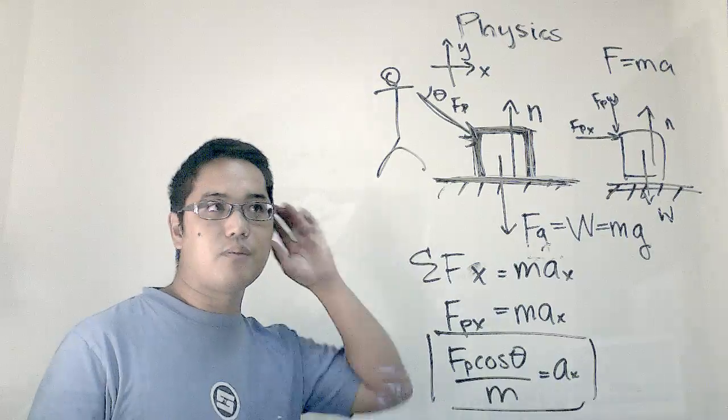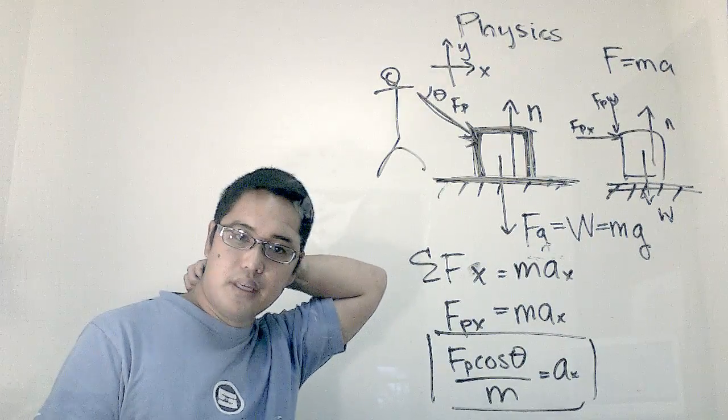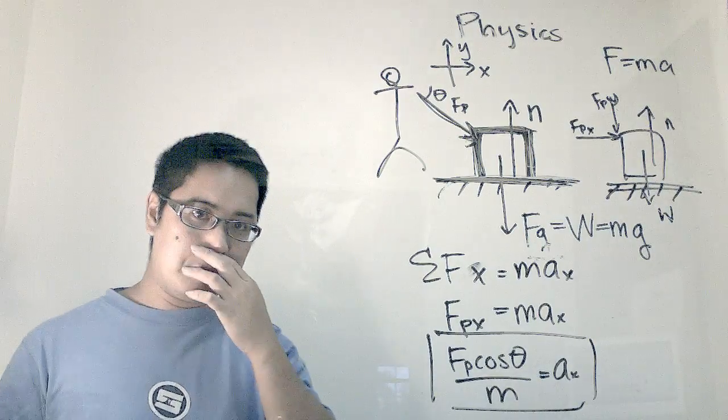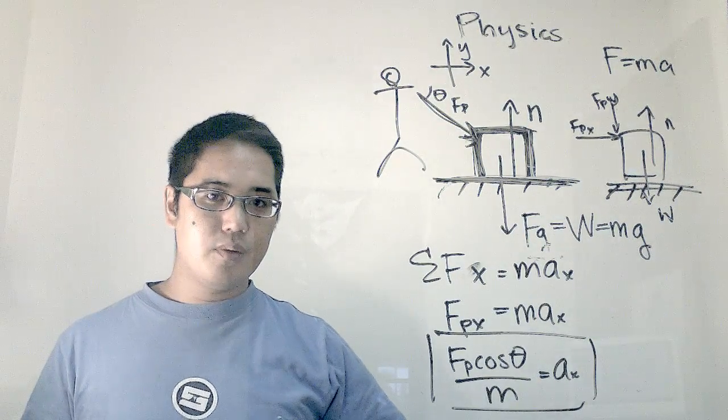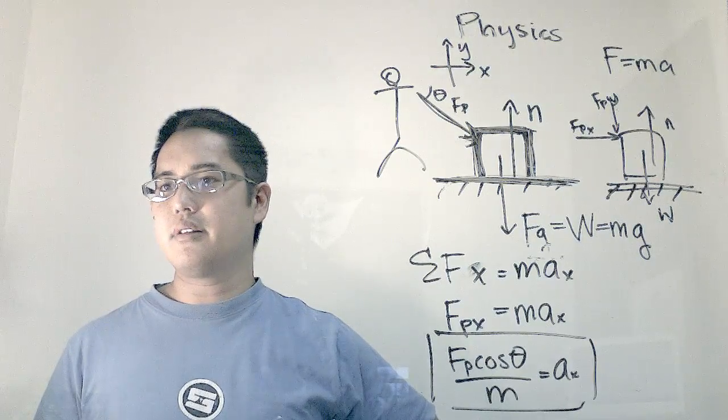And if you look at this, what if theta were 90 degrees? Let's think about that. If theta were 90 degrees, what's the cosine of 90? Do you know? Do you have a calculator?